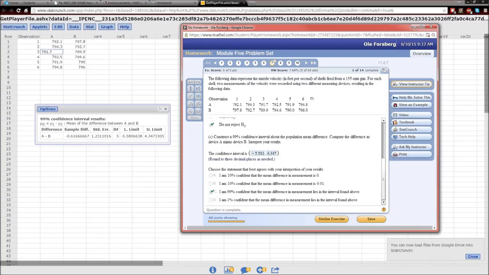And we're done. Hopefully this showed you some use of StatCrunch in calculating a lot of these statistics and in interpreting the results. Remember, computers do the calculations, our brains have to do the interpretation.